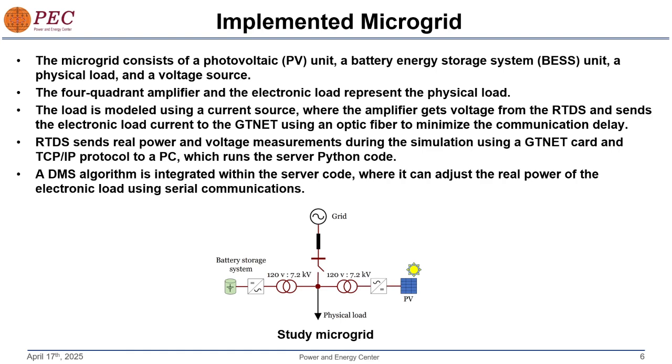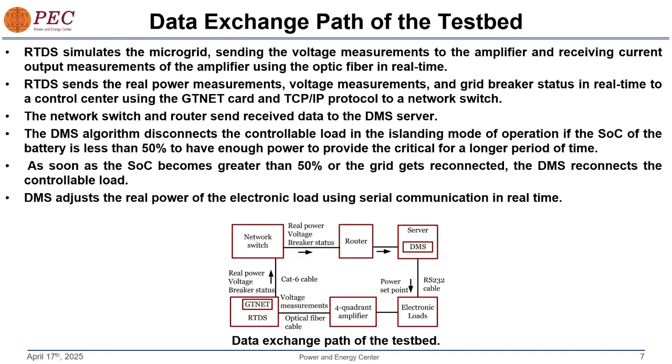Also, the RTDS sends its real power and voltage measurements during the simulation using GTNET and the TCP/IP protocol to a PC which is running Python code, which is basically our distribution management system, which decides whether we have our critical load connected or not. And the load value is being adjusted throughout the simulation using the serial communication. We're only using the 4.5 kilowatt load here.